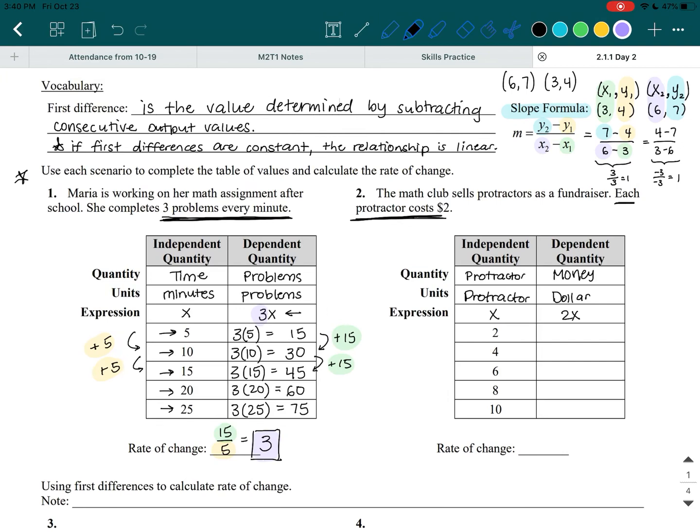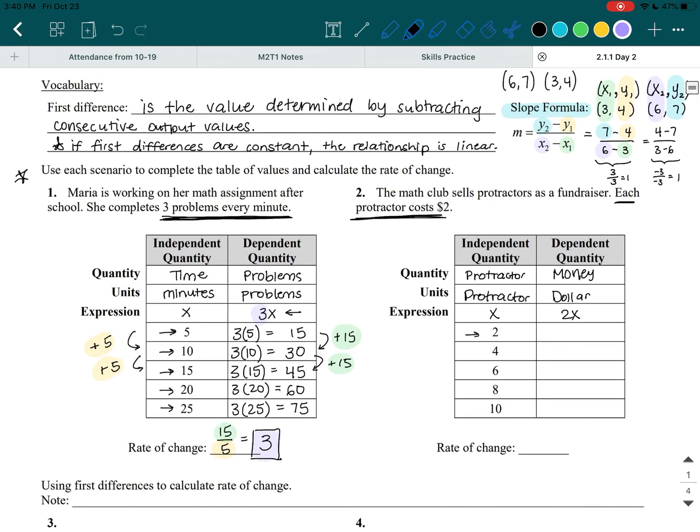Okay, so now that we've done that, let's plug everything in to fill in our t-table. First number we are plugging in is 2. So we're going to say 2 times 2. And this gives us 4. Next, we are plugging in the number 4. 2 times 4. And that gives us 8. Next, we are plugging in the number 6. 2 times 6 gives us 12. Next, plug in 8. 2 times 8 gives us 16. Next, plug in 10. 2 times 10 gives us 20. So now we've filled in our t-table.